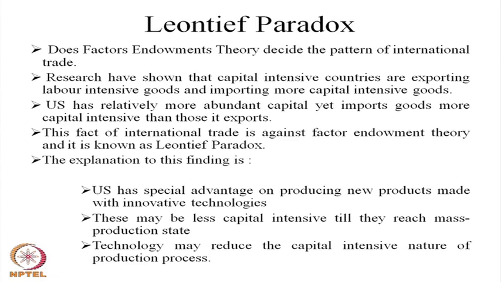The explanation may be different. This explanation leads to what is called the Leontief paradox. The US has a special advantage in producing new products made with innovative technology. These may be less capital intensive till they reach the mass production stage. Technology may reduce the capital intensive nature of the production process. So, the US is an innovative country. Innovation has been taking place in the US in a large, significant amount. In the initial phase of innovation, the production is capital intensive in nature.